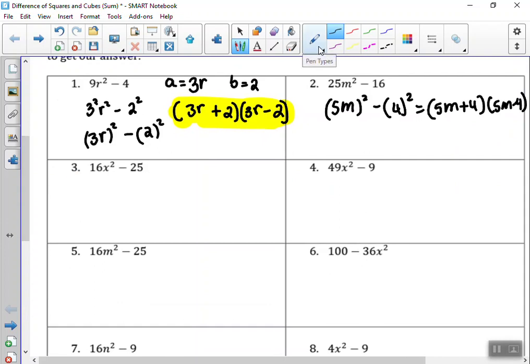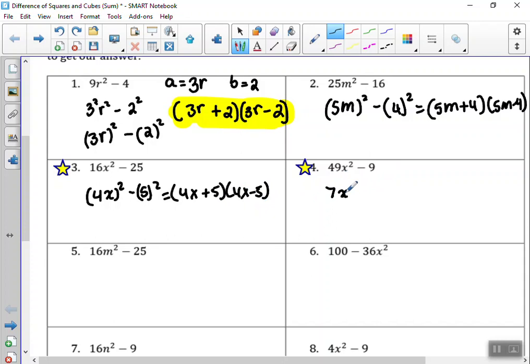Alright, I'm going to have you guys, you don't have to do all of them. Just do 2 of them and then we'll go to the next formula. Try 3 and 4. I'm just going to go through these 2. So you have here 16 is 4 squared. So I'm just going to put (4x) squared minus 5 squared. Good job. So you have 4x plus 5, 4x minus 5.